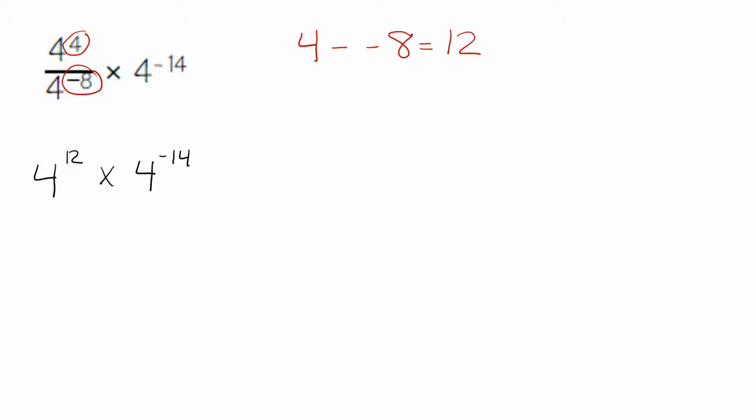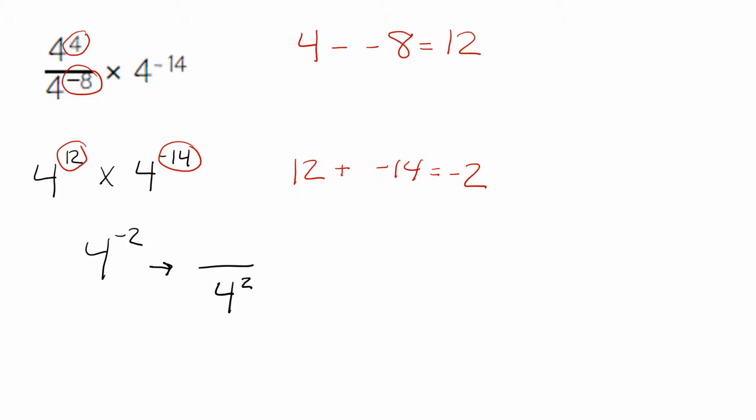This time we're multiplying. Multiplying means we add our exponents, 12 plus negative 14. 12 plus negative 14 is negative 2. Keeping that base number the same, 4 to the negative 2nd power. We know that negative exponents have to be written as a fraction, so the base number and the exponent go down on the denominator. They go down to the bottom. There's nothing else remaining in the problem, so we leave it with a 1 in the numerator on top. 1 over 4 squared is our answer.